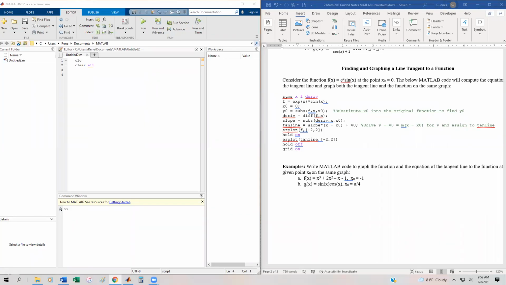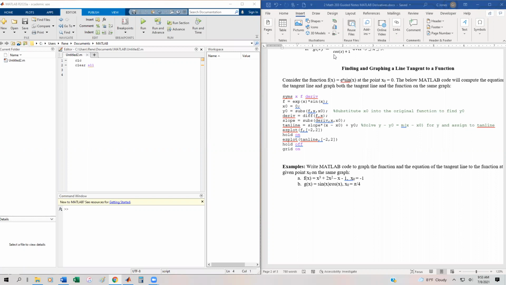In this video, we're going to take a look at how we can use MATLAB to not only find the equation of a tangent line, but also to graph the function as well as the tangent line on the same plot. That way we can see if truly it is a tangent line and what effect it might have with respect to proximity to the tangent point of the function.